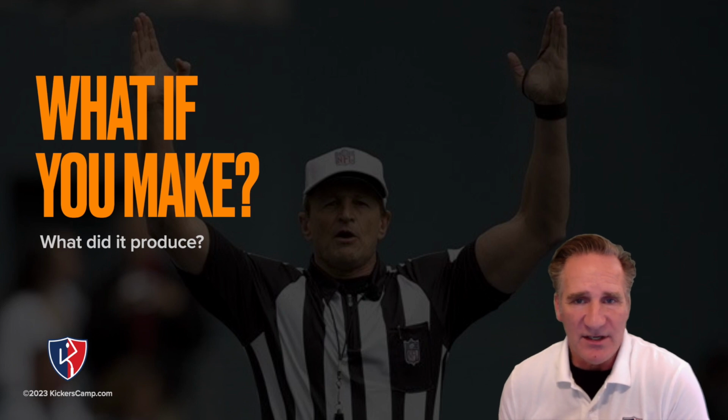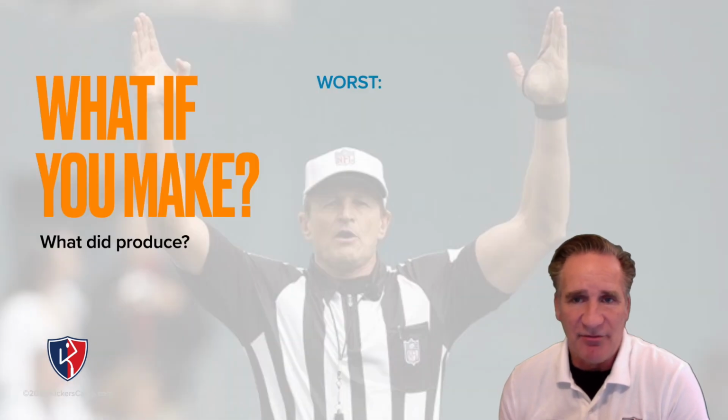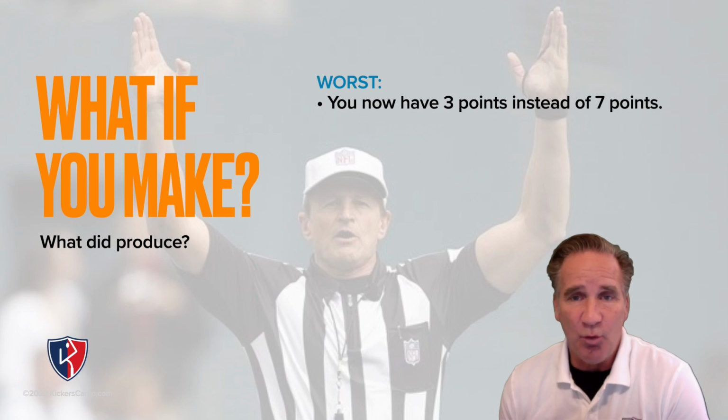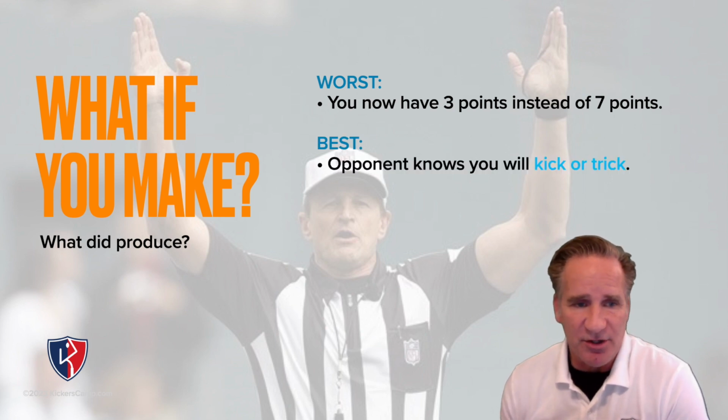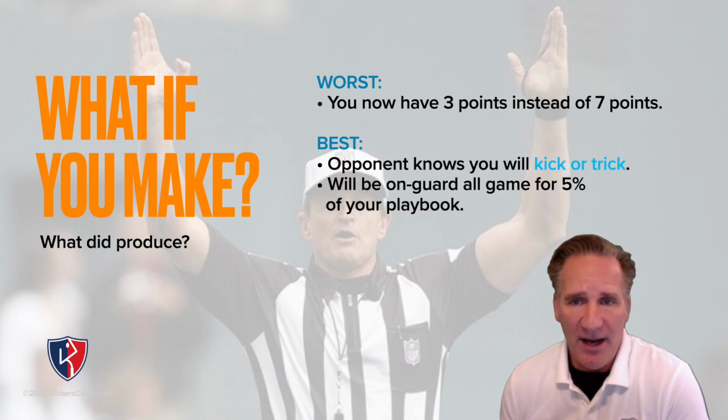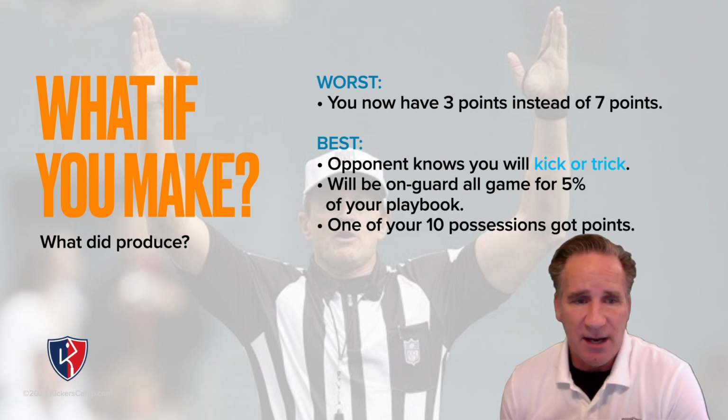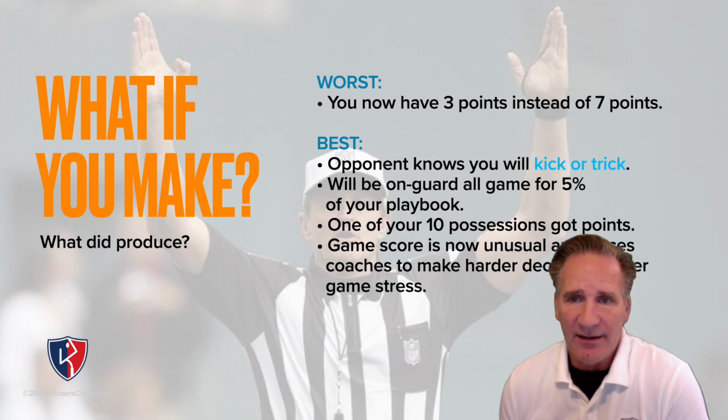What if we make these field goals? Obviously, we now have 3 points instead of the 7. That's the worst of it, right? We lost out on 4 points that we thought we could get. But the best is now the opponent does know that you'll kick or trick. They will be on guard all game for just that minimum part of your playbook. One of your 10 possessions did get points. The game score, oftentimes with 3 points in there, now makes unusual situations and makes it harder for coaches and adds stress to their side to determine what they want to do. You put them on their heels.